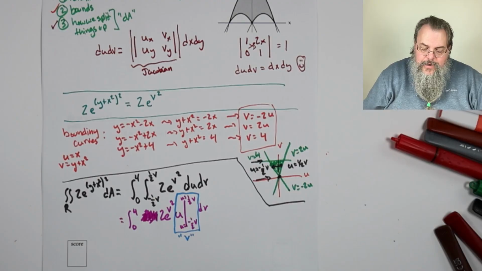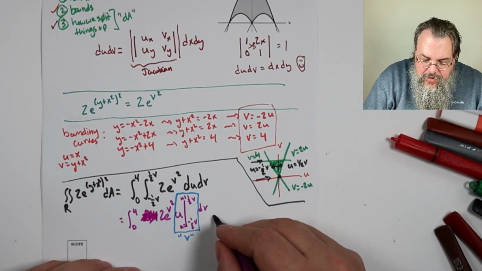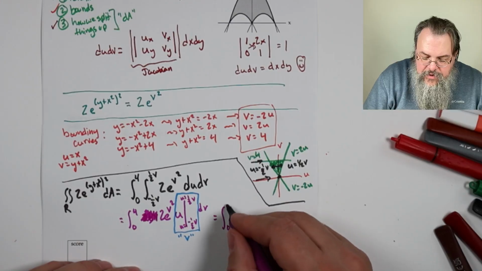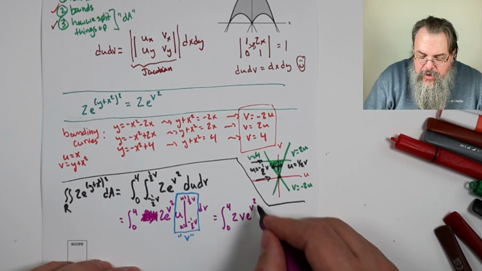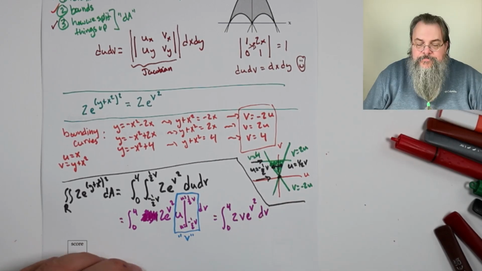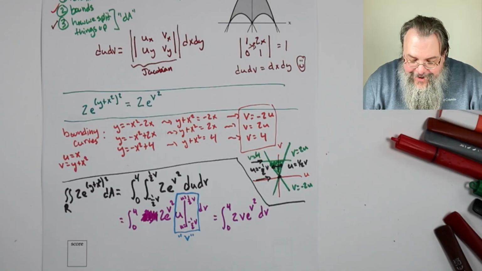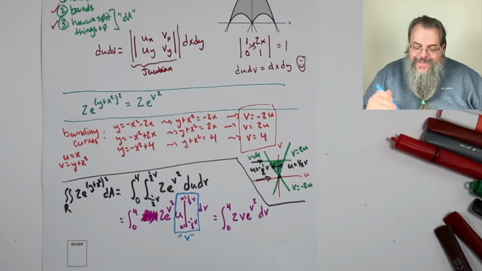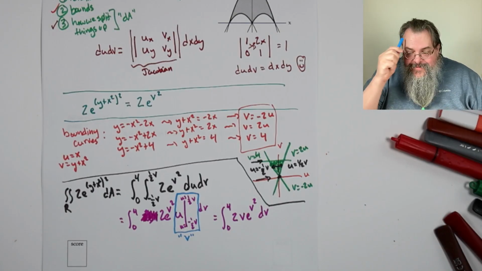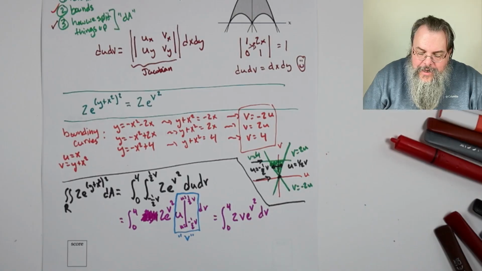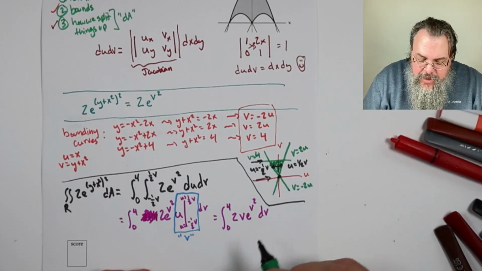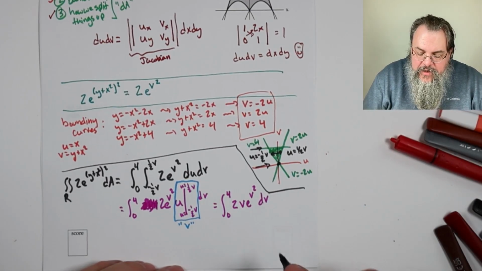So what do we have now? Well, this says that we have the integral from 0 to 4 of 2v e to the v squared dv. All right. Now this is much better. This is almost one you can do in your head, but just in case, we'll make a substitution.